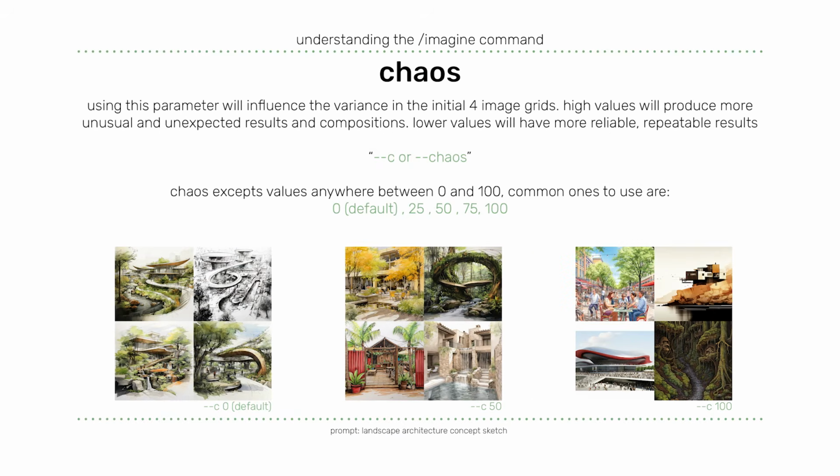Next is the dash dash chaos. Chaos will change how varied your results will be, so the higher value you choose will result in more varying results between your 4 grid outcomes. The default for this is actually 0. I like to use this very early on in the creation period, as it can really help generate some really unique and different ideas within that one single creation.